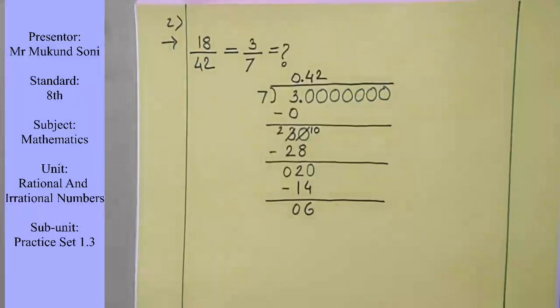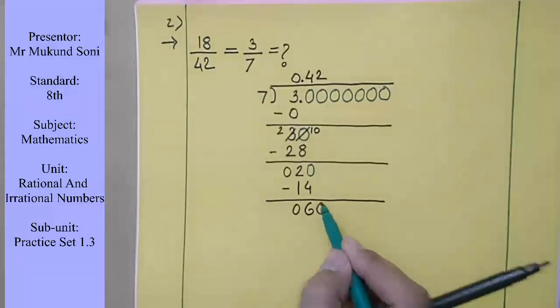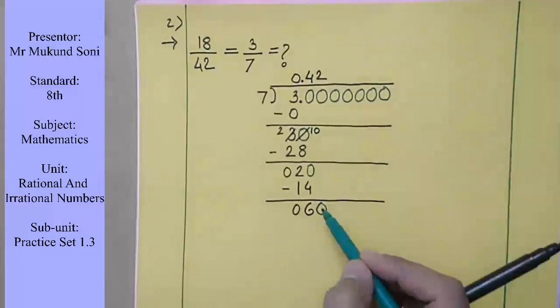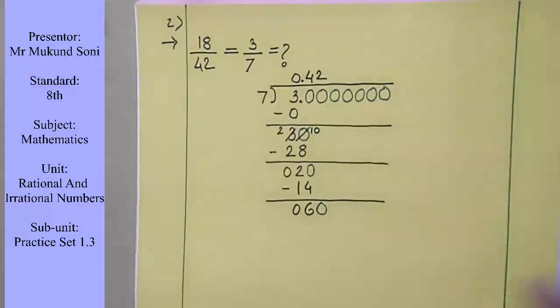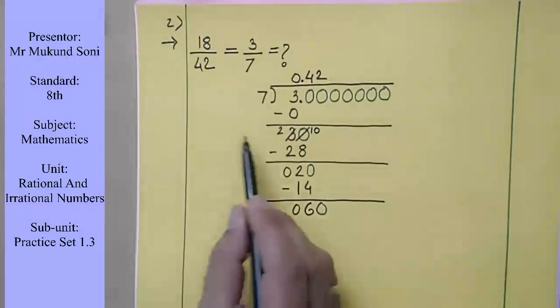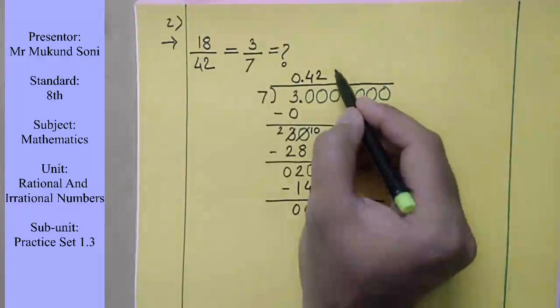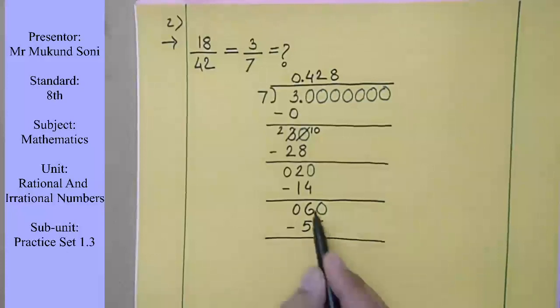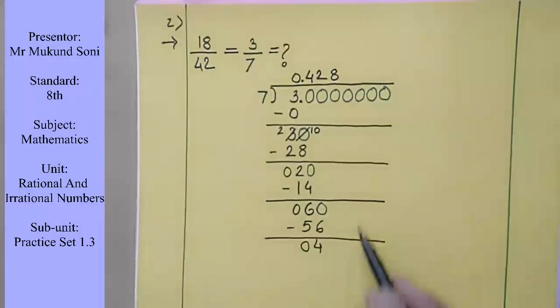Now take the next number, that is 0. See that 0 is coming up here. Then less than 60 but close to 60 in the table of 7, that is 8 7s are 56. Do the subtraction. Then the subtraction is 4. Take the next 0 down.